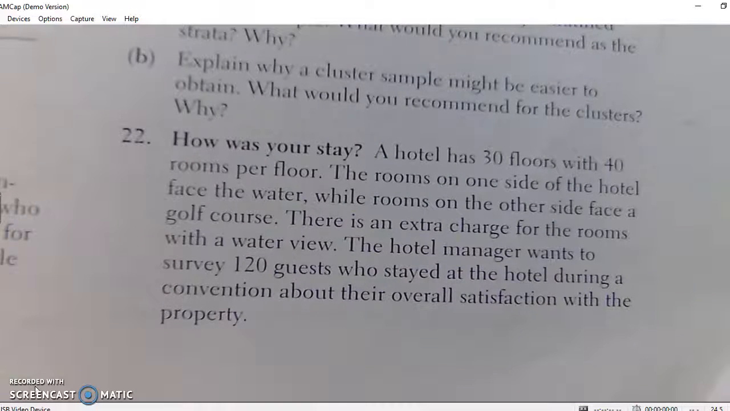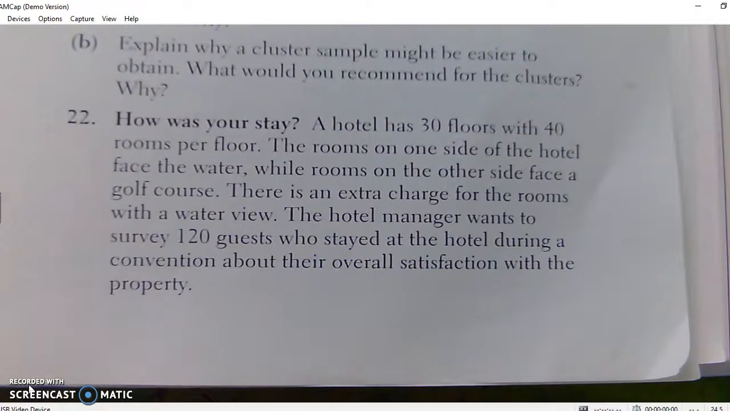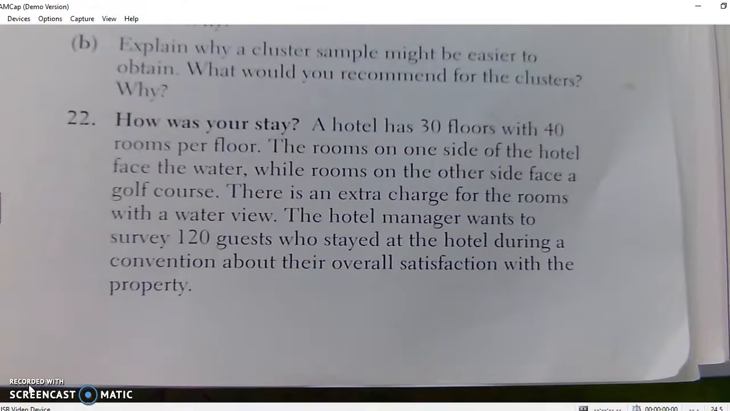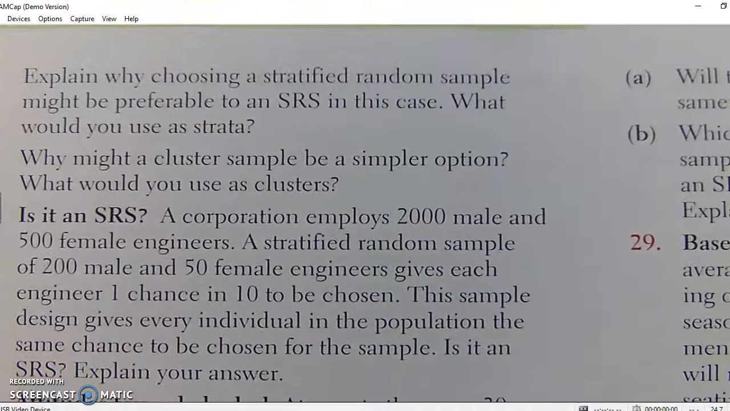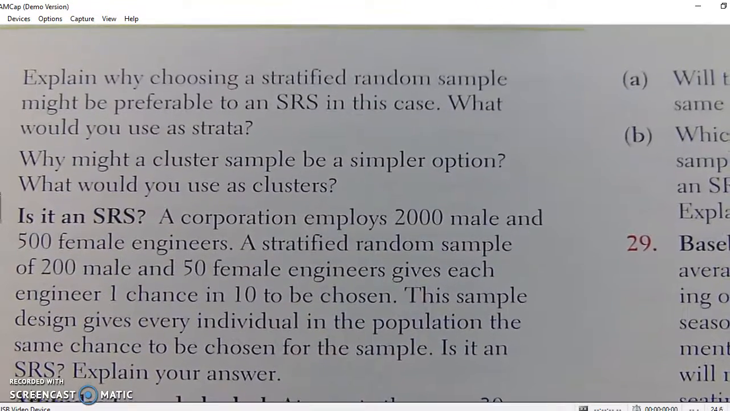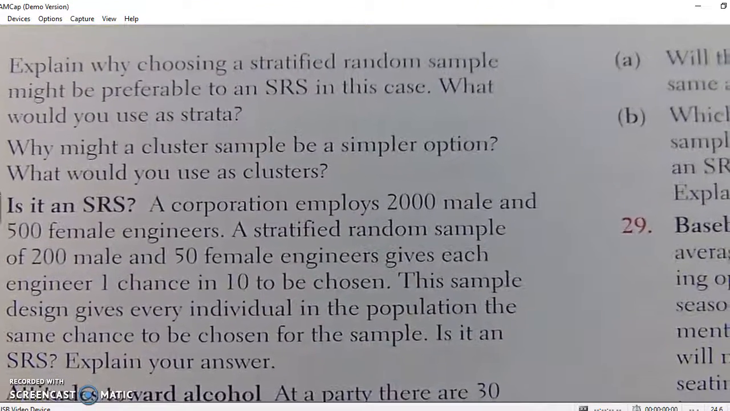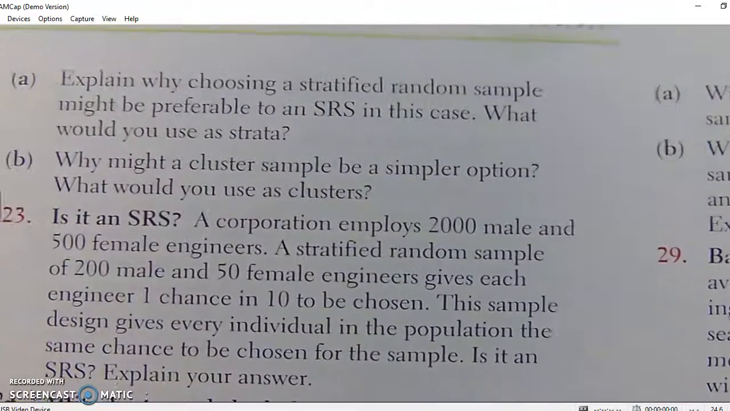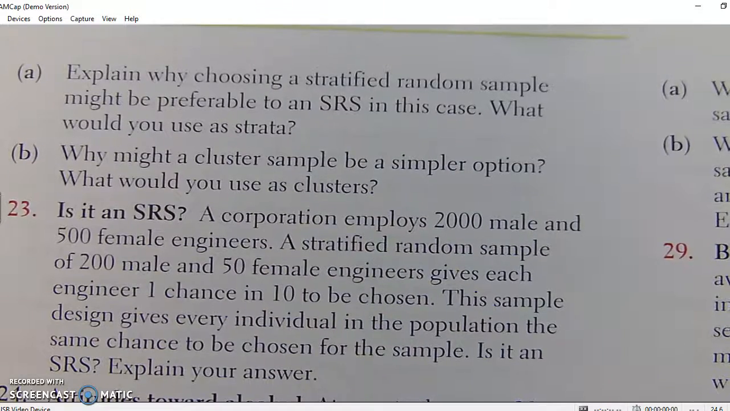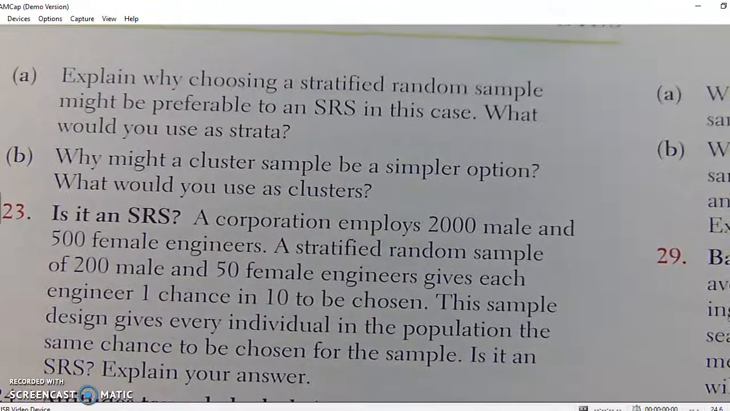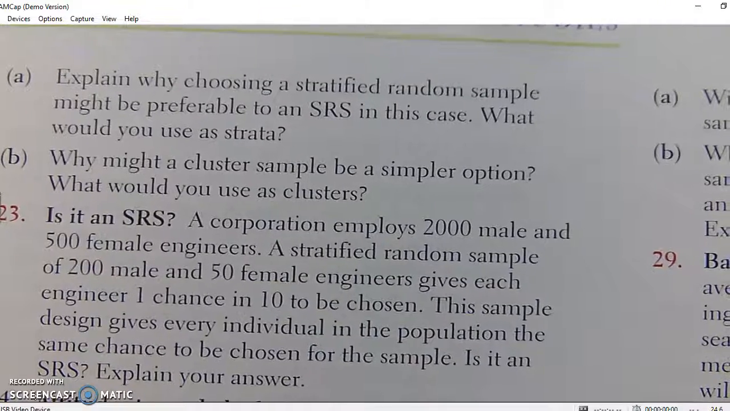The hotel manager wants to survey 120 guests who stayed at the hotel during a convention about their overall satisfaction with the property. Feel free to pause the video here if you need to review the prompt for a little bit longer. Again, they're asking us to consider 2 possible sampling methods. So the first question you're being asked to answer: explain why choosing a stratified random sample might be preferable to a simple random sample, SRS in this case. What would you use as strata?